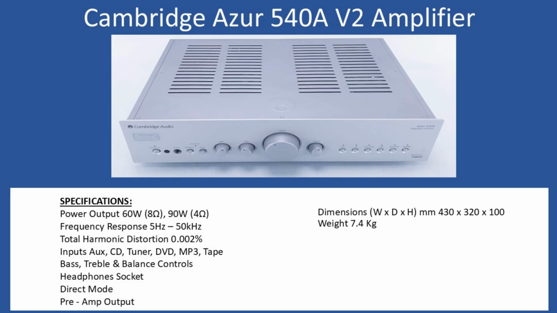harmonic distortion is 0.002%. You have a range of inputs, so you can connect to the auxiliary, CD, tuner and DVD, an MP3 and also a tape input, but you cannot connect a moving magnet type cartridge via a turntable directly. This would require an external preamp.